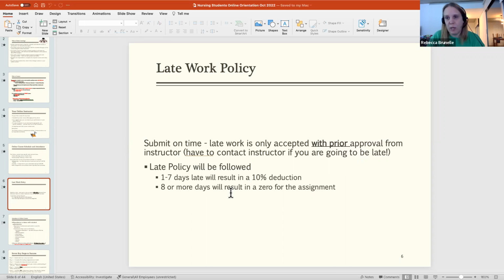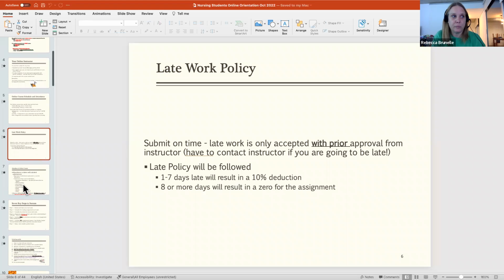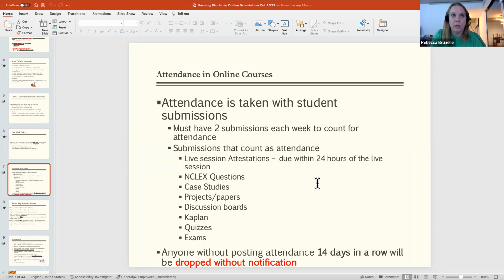So if you tell me on Tuesday, when something was due on Sunday, that you didn't get it in because your kid was sick, I'm not going to let you turn it in. You need to just send me a message and say, this is the reason I didn't get this done. I'll let you turn it in late, but there will be a 10% deduction and you only have a week. After 8 days, it can't be turned in.